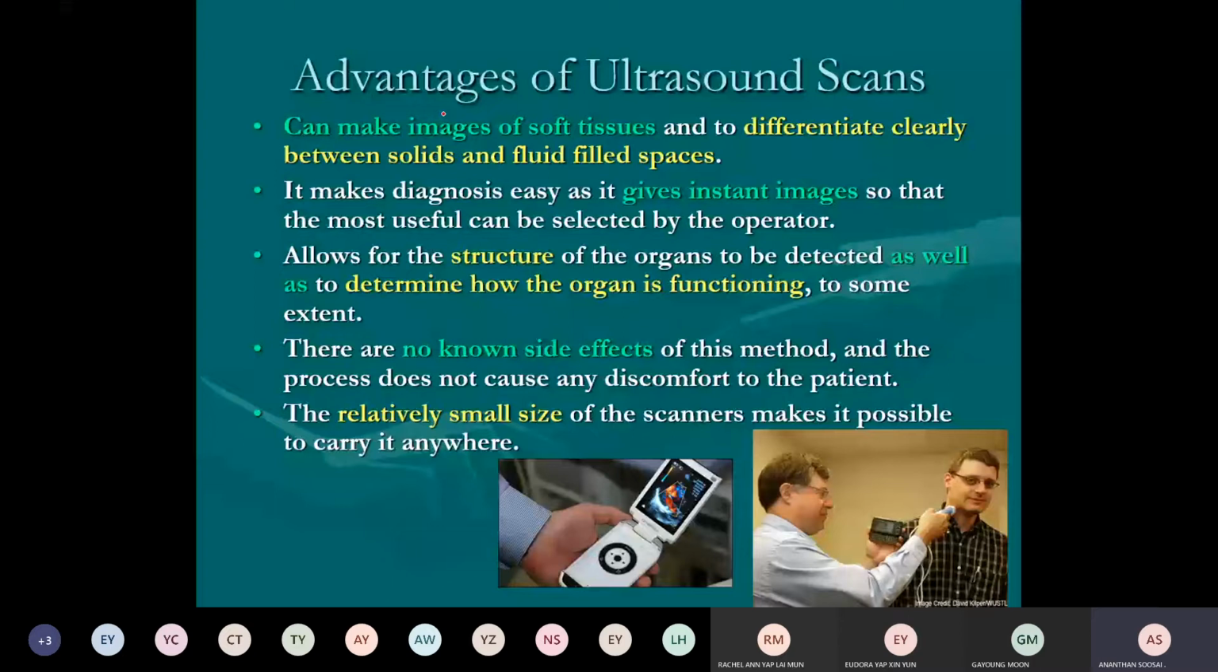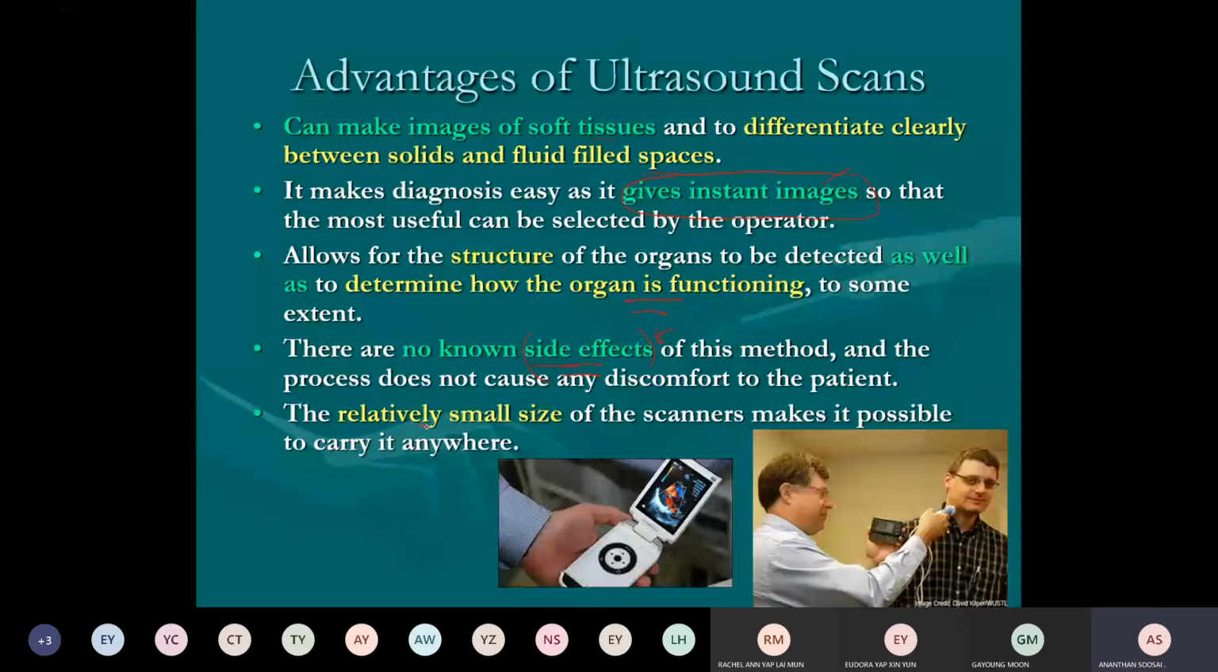First, it can make images of soft tissues, differentiate clearly between solid and fluid-filled spaces, and give instant images. This is a very big plus point of ultrasound. Instant image. Just put the transducer on, and you can see on the screen what is happening inside. With X-ray, you have to wait maybe 10 to 15 minutes to get the image. It allows us to see structure as well as determine how the organ is functioning. Second, no known side effect. This is the best part of the advantage compared to X-ray. X-ray is dangerous. Ultrasound has no side effect. We can use it for the baby.